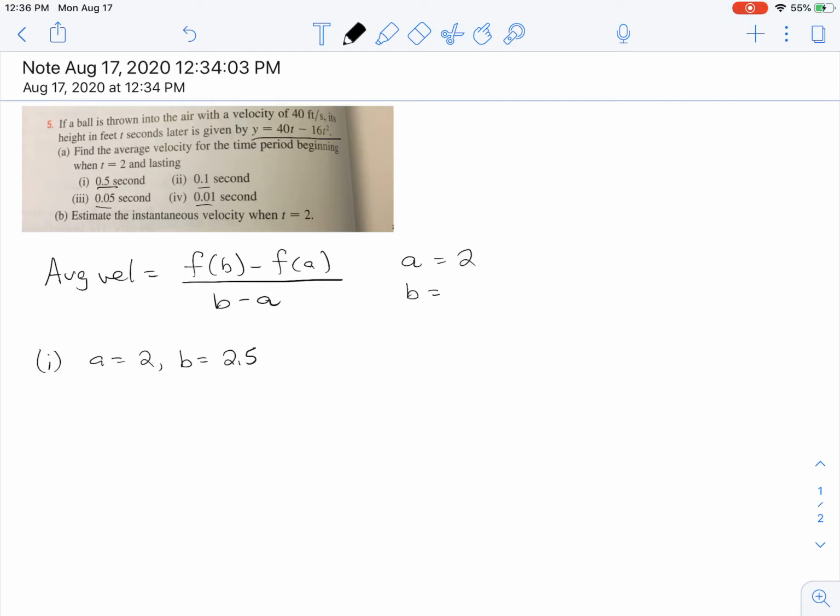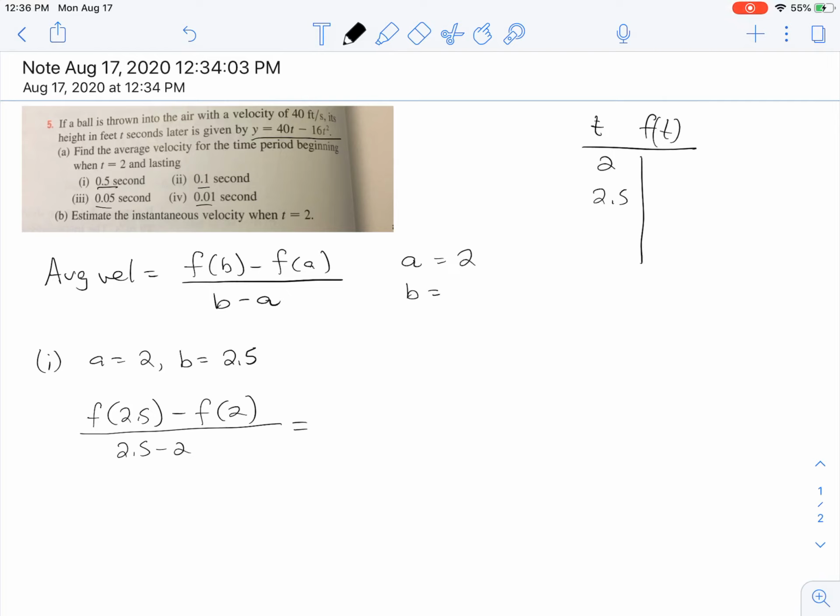So what I'm going to do to find this average velocity is f of 2.5 minus f of 2 over 2.5 minus 2. All right, to get f of 2.5, I'm going to come over here to the side and make a chart. Here's t and here's f of t. So I'm going to need 2 and 2.5. So f of 2 is 40 times 2 minus 16 times 2 squared. Let's see, what is that? 80 minus 16 times 4. It's 16.